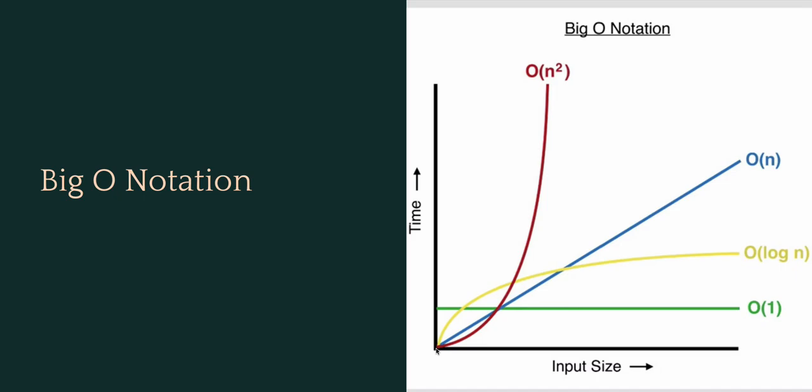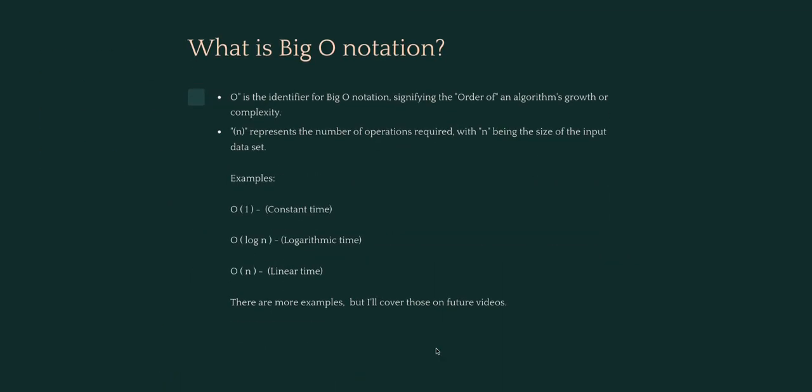And what is big O notation? In its essence, big O notation is a powerful tool used to express the efficiency of algorithms, not in seconds or minutes, but in terms of how their performance is affected as the amount of data that they deal with grows. In this video, I'm not going to cover all types of big O notation.